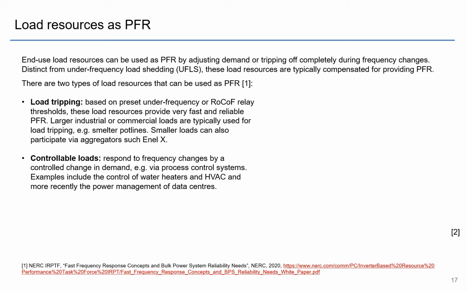The second type of loads is the controllable loads. These loads respond to frequency changes by a controlled change in demand. This is probably a bit slower than load tripping, depending on how the control scheme is set up, but it uses a process control scheme or some control logic to adjust, for example, motor set points, VSD set points, etc. Examples include the control of water heaters and HVAC, and more recently the power management of data centers.